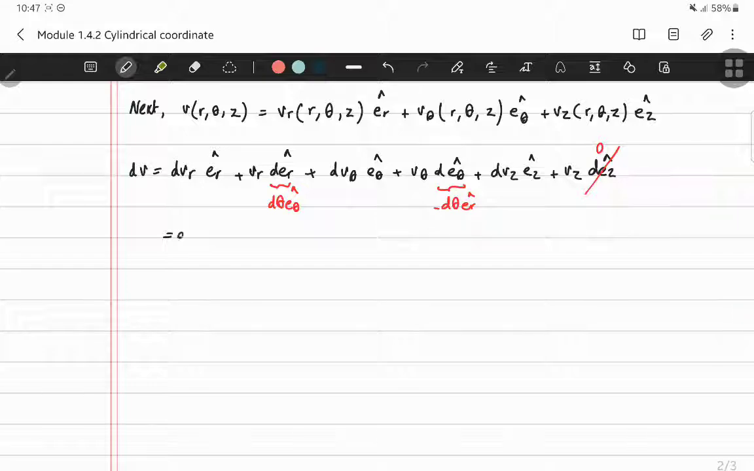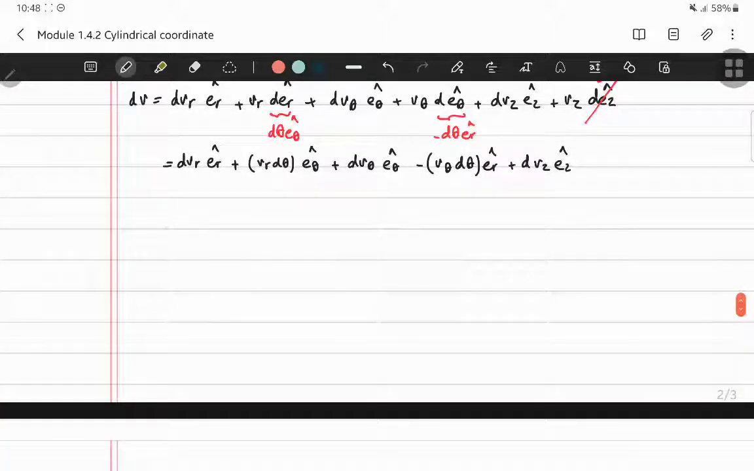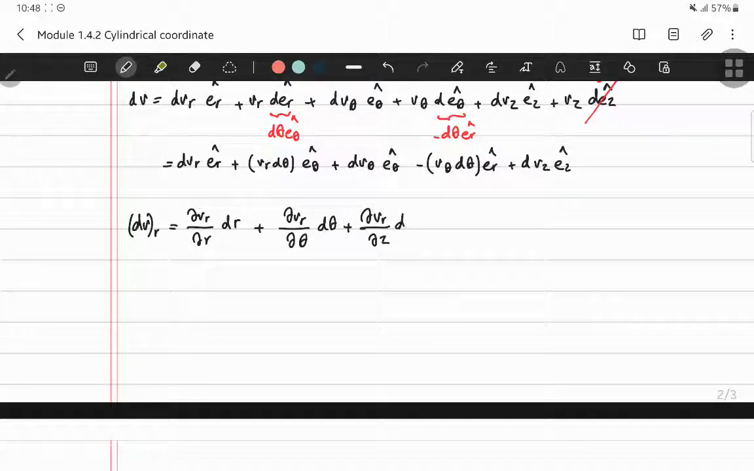So we continue. We have dvr er plus vr d theta e theta, plus dv theta e theta plus, minus v theta d theta er plus dvz ez. Perfect. So now we have this dvr component here, partial derivative of vr with respect to r dr plus partial derivative of vr with respect to theta d theta plus partial derivative of vr with respect to z dz.